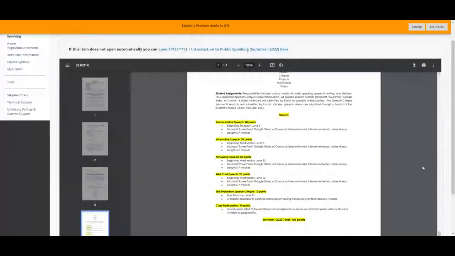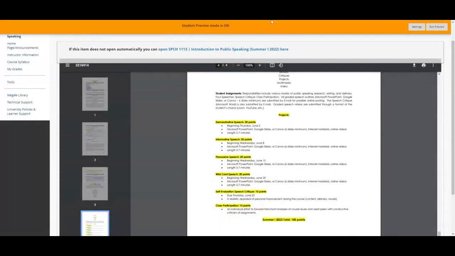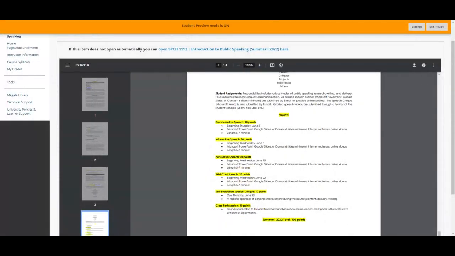Now let's continue to scroll through to the bottom of the syllabus, and I will take a sneak peek so you can see exactly what I am looking at. The Summer 1 total for 2022 is 100 points. Now, here's what's sneaky, guys. Take a close look at the self-evaluation speech critique. Worth 10 points, but it's the last day of class, Thursday, June 23rd. Less than 1 month from today.